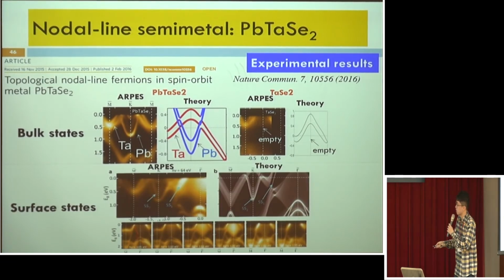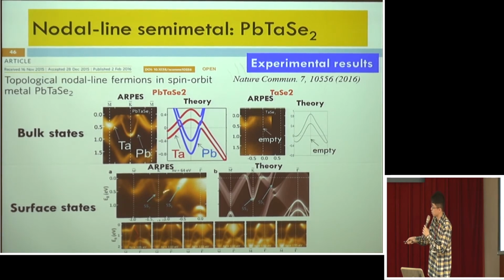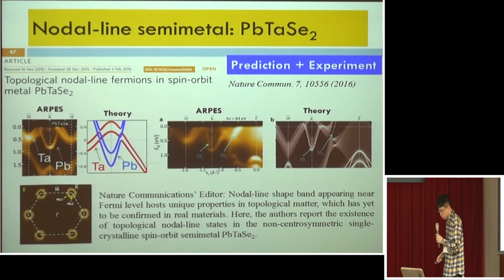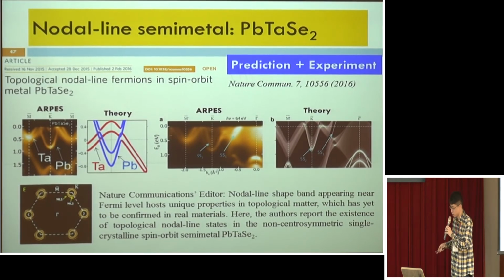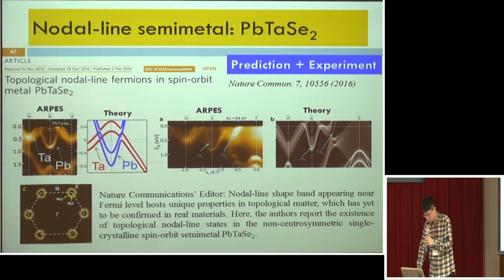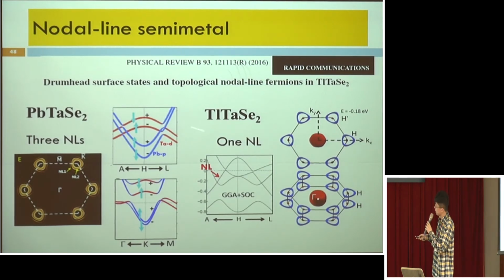Another piece of evidence is this surface state, which we label SS2 here. This surface state is from the nodal line below the Fermi level. Others have also successfully observed this surface state. So, combining our theoretical prediction and our experiment, we demonstrate that tantalum selenide is a nodal line semi-metal. We also predict another compound is also a nodal line semi-metal.